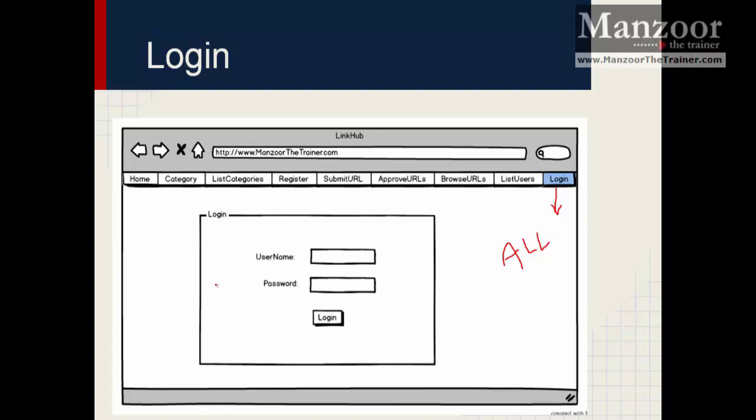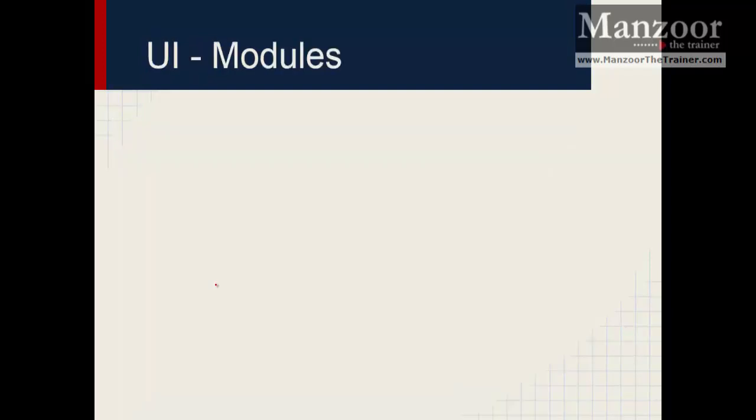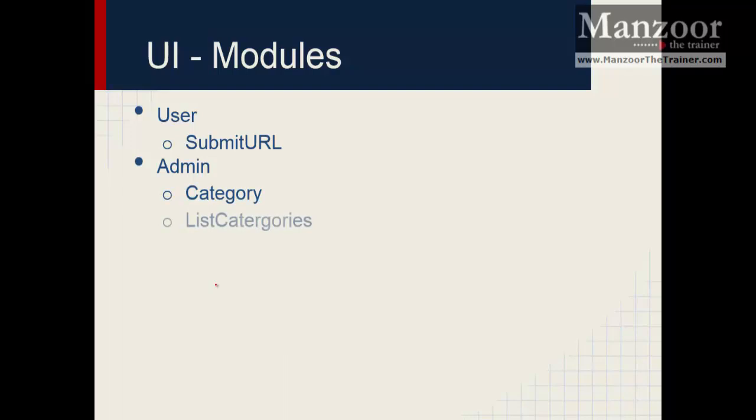So I'll go for breaking this into various modules. User, what a normal user can do, can submit a URL. That means before becoming a user he is a guest or a common person who registered, and after registration he can submit a URL. Admin can create categories or work on categories, can list categories, can list user, can approve URLs.